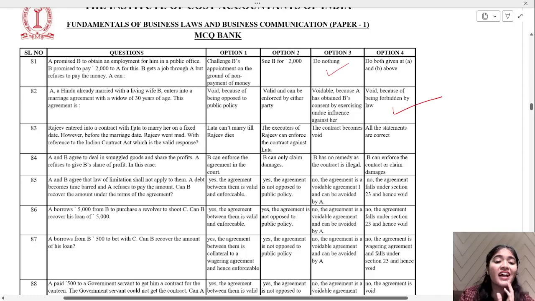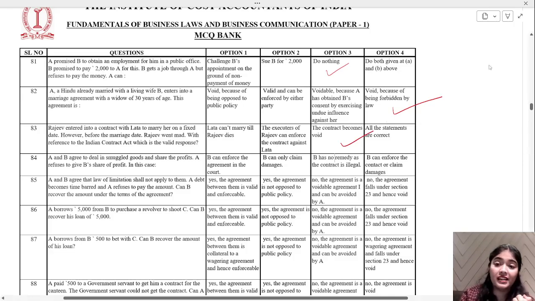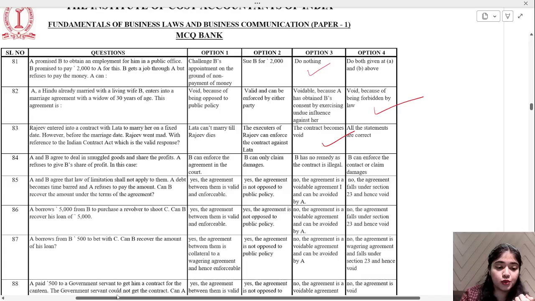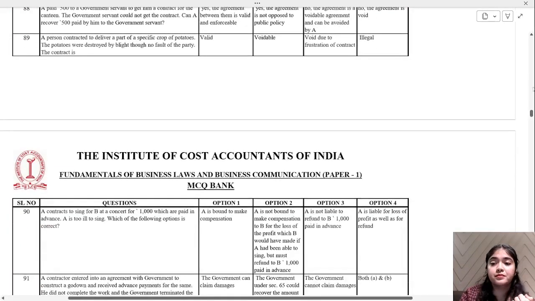Okay. Rajiv entered into a contract with Lata to marry her on a fixed date. However, before the marriage date, Rajiv went mad. With reference to the Indian Contract Act, what is valid? The contract becomes void because the subject matter is not eligible anymore to marry, not being a person of sound mind.